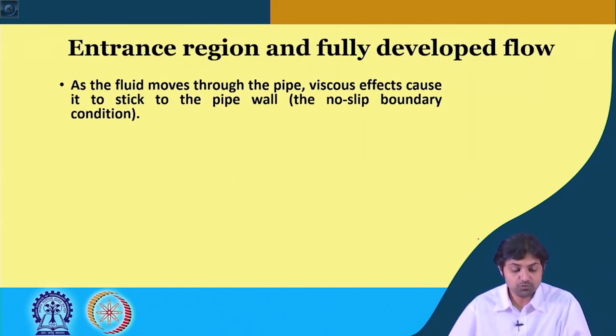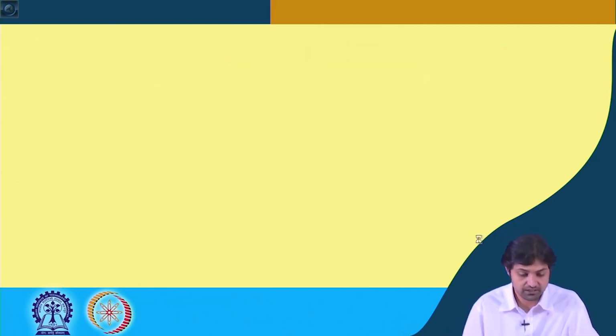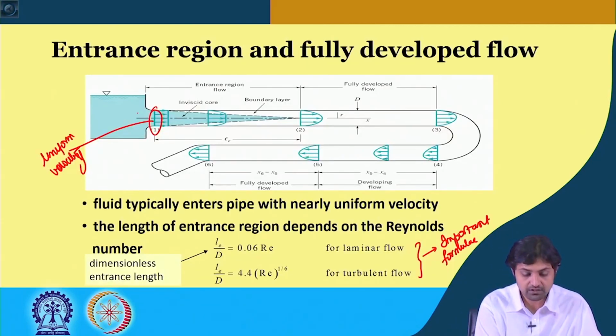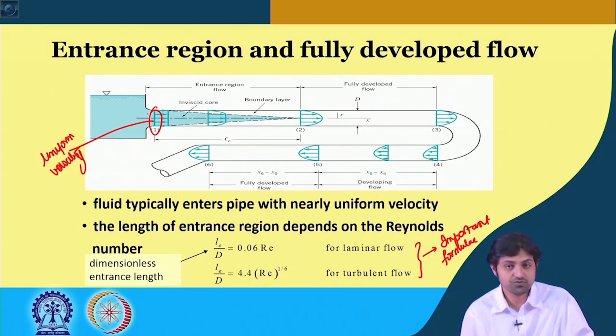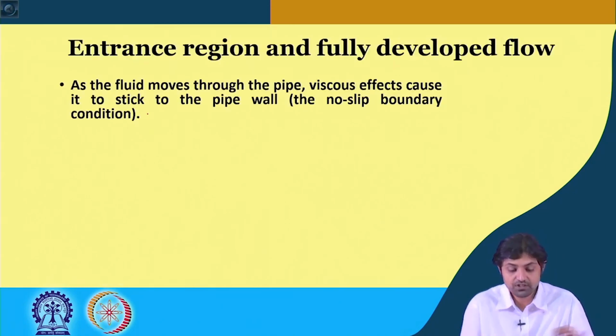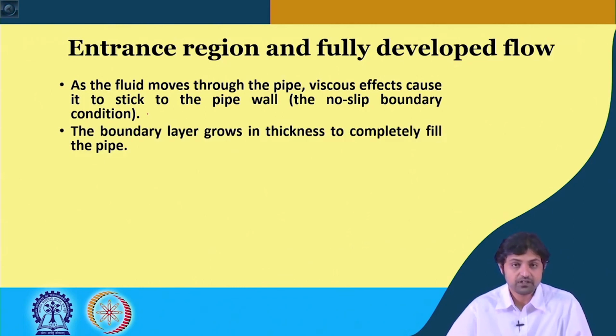Now as the fluid moves through the pipe, viscous effects cause it to stick to the pipe wall because of the no slip boundary condition. As I told you here, as it starts moving, because of the no slip boundary condition, the viscous effect will cause it to stick to the pipe wall, and the boundary layer will grow in thickness to completely fill the pipe.